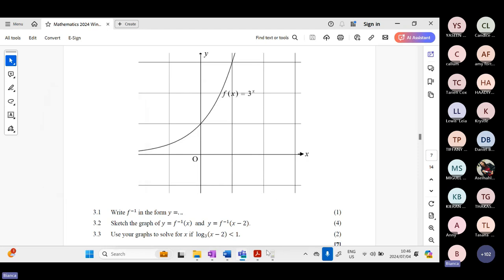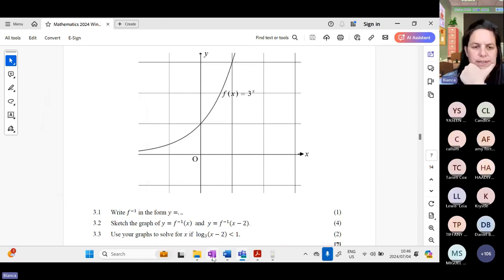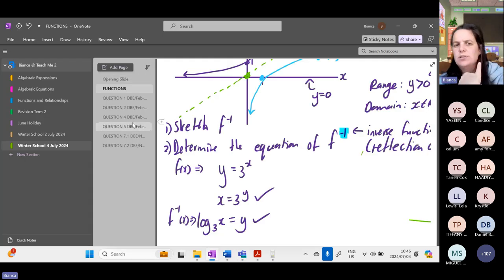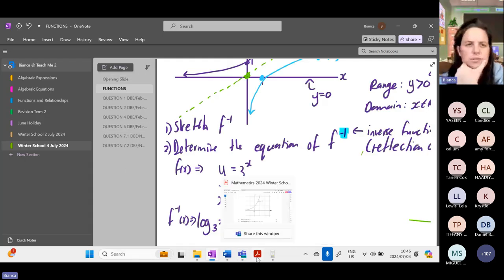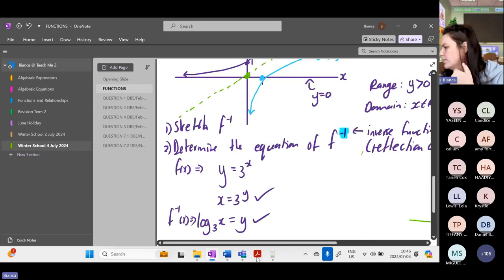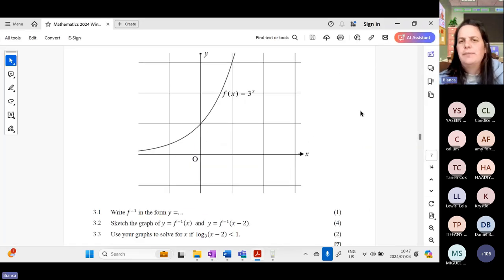Okay, let's have a look at this, see how you guys did. I'm just going to find this question. We're actually just going to use the one that's here, I think. Okay, so first one, it says write f to the negative 1 in the form y equals x.